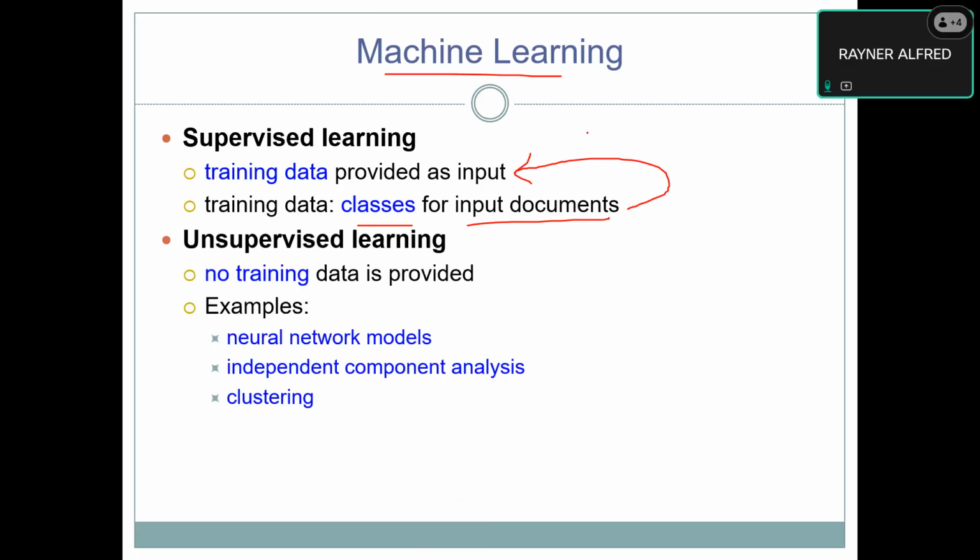We also have unsupervised learning, in which we do not need any training data, but instead we look at the similarity between the documents to cluster them. So we can use clustering or neural network or ICA, independent component analysis, in order to group them. Okay, so we will look into some of these techniques.